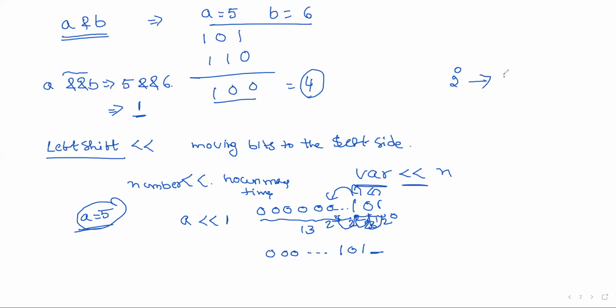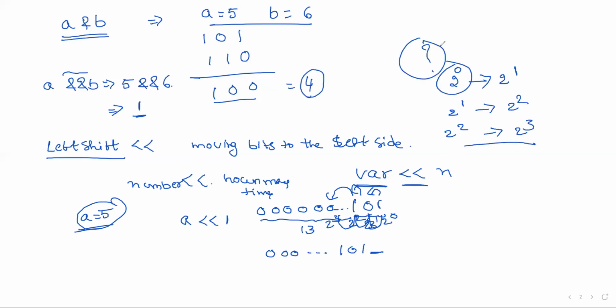2 power 0 bit moves to 2 power 1. 2 power 1 bit moves to 2 square. 2 square bit is moved to 2 cube. And then what about 2 power 0 bit? That is replaced again with 0. What is the answer? 1010 means 10.